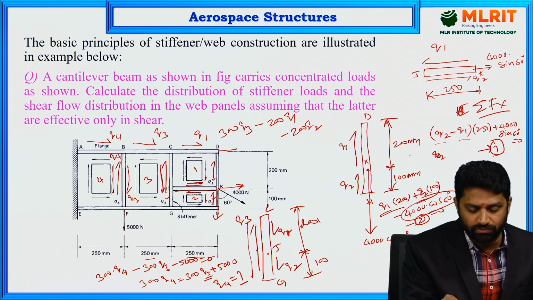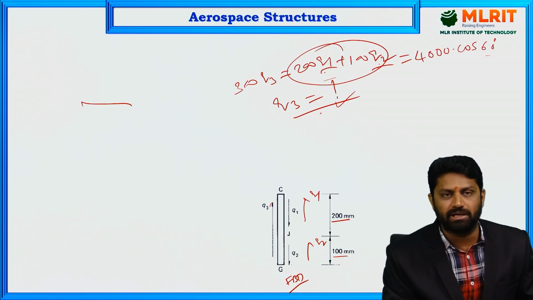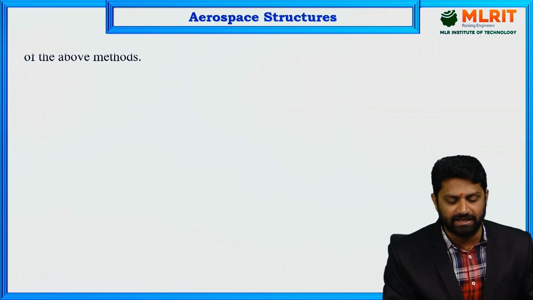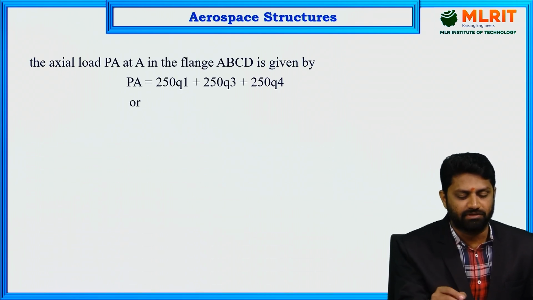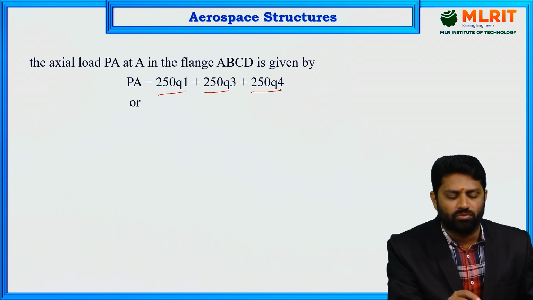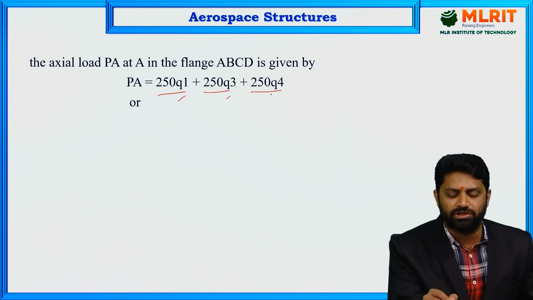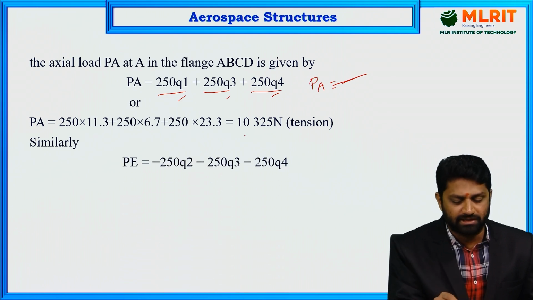And let us assume the load in the flange is PA, so that you can write the horizontal equilibrium for the flange ABCD. PA is equal to 250 Q1 plus 250 Q3 plus 250 Q4. We already know the values of the shear flows Q1, Q3, Q4. You can substitute here and you can get the force in the flange ABCD. Substituting values, you'll get 10,325 Newton, and it is a tensile force.